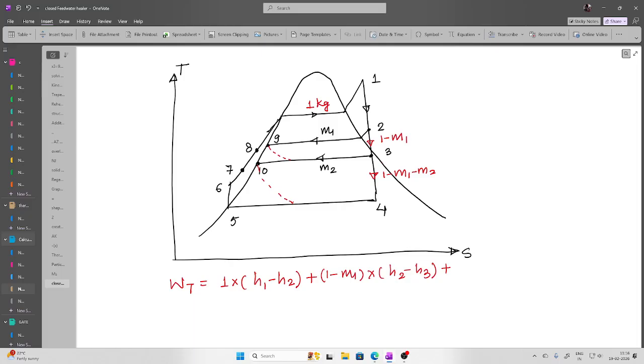Then here the expansion is of 1 minus M1 minus M2. So what is the mass? This is the mass, and the enthalpy drop is H3 minus H4. So this is the total work output from the turbine.